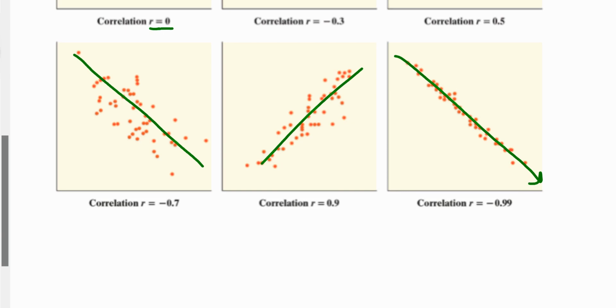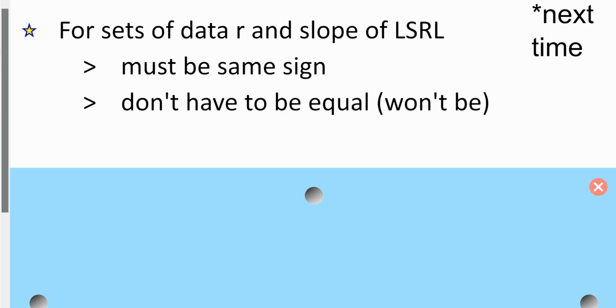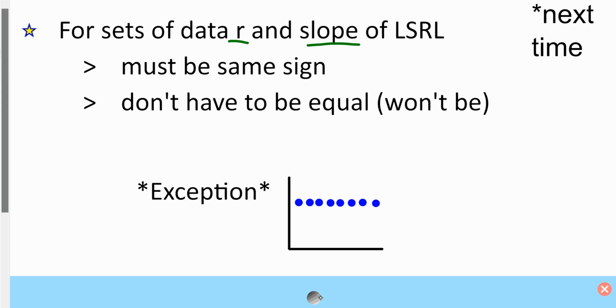Now, a couple notes that we're going to get into next time. For sets of data, r, your correlation, and the slope of a line should have the same sign. It should be a positive correlation if it's a positive slope, negative correlation if it's a negative slope, but they don't have to be the same number. They do not have to be the same number. There's one exception, where this would be a zero slope, and it would be a zero correlation technically because it's a flat line.